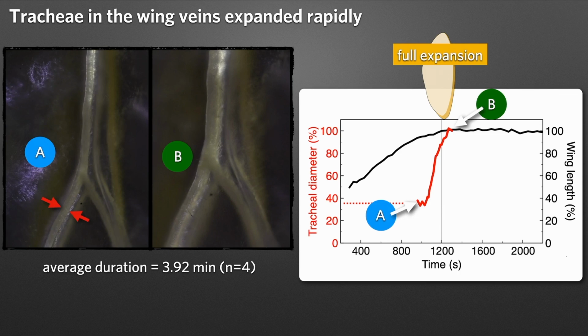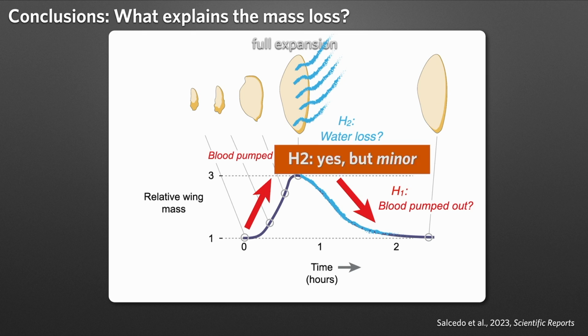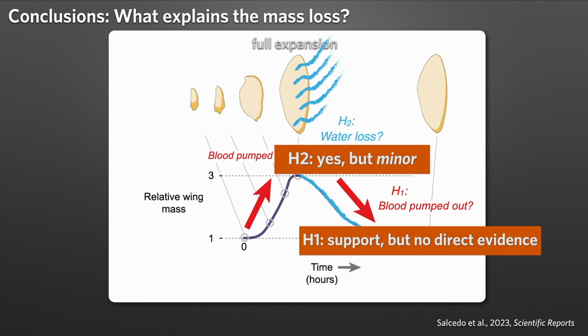So in conclusion, what is explaining the mass loss? Is it water loss? The answer is yes, it is, but that's a minor point. Is the blood being pumped out? We have support for that. We have the tracheal tube that's expanding to take the place of that, which would prevent the collapse. But we don't have a direct visualization of the hemolymph, as you saw in some of these other talks, which is possible. What we'd really like to do is take this to a synchrotron and view the tracheal tubes directly, really clearly, and view the hemolymph flow as well to quantify what's going on here.